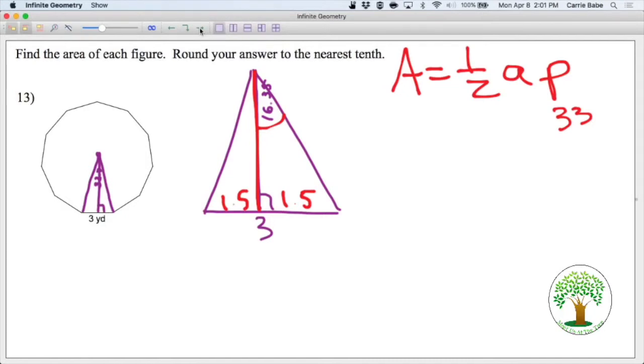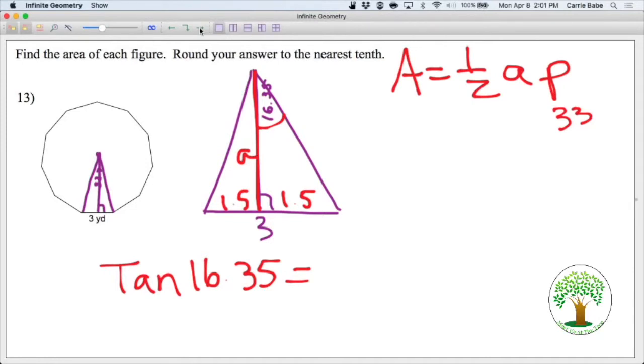So I'm going to come down to the bottom. Tangent of 16.35 equals what over what? 1.5 over A. I'm going to call the apothem A, by the way. Where do we get 1.5? Good question. Thank you for asking that question, Amy. The whole thing is 3, so that half is 1.5.